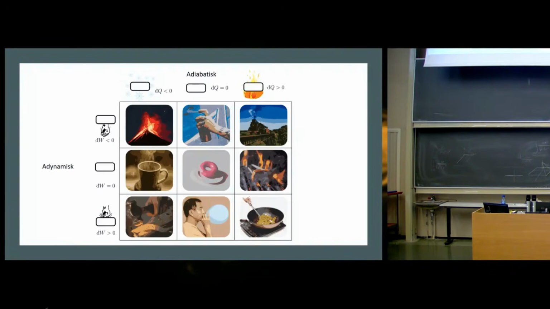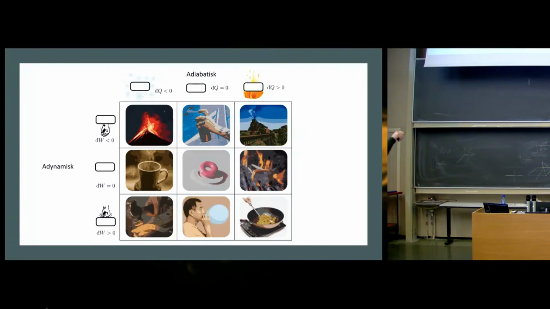These are my examples. Adiabatic is something that typically goes very fast, so you don't get the chance to exchange heat. Adynamic is not as used, but you can see some results here. I'm doing work on the system.